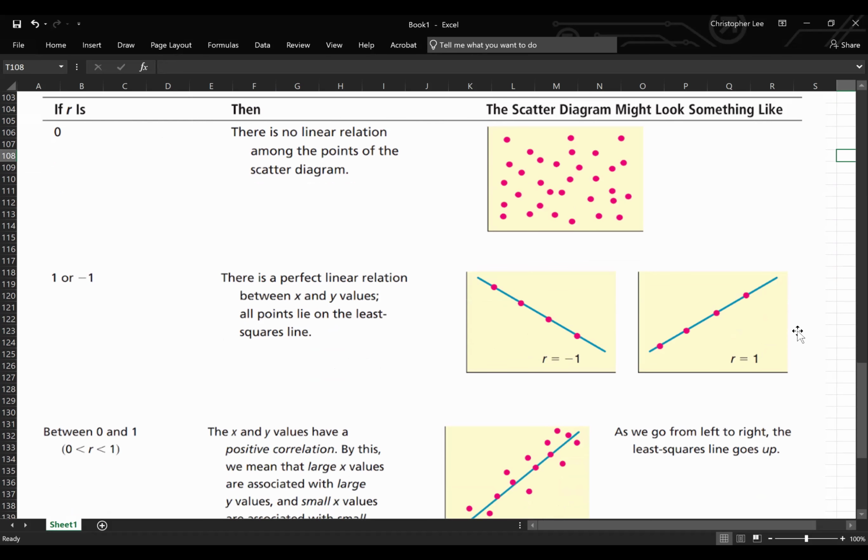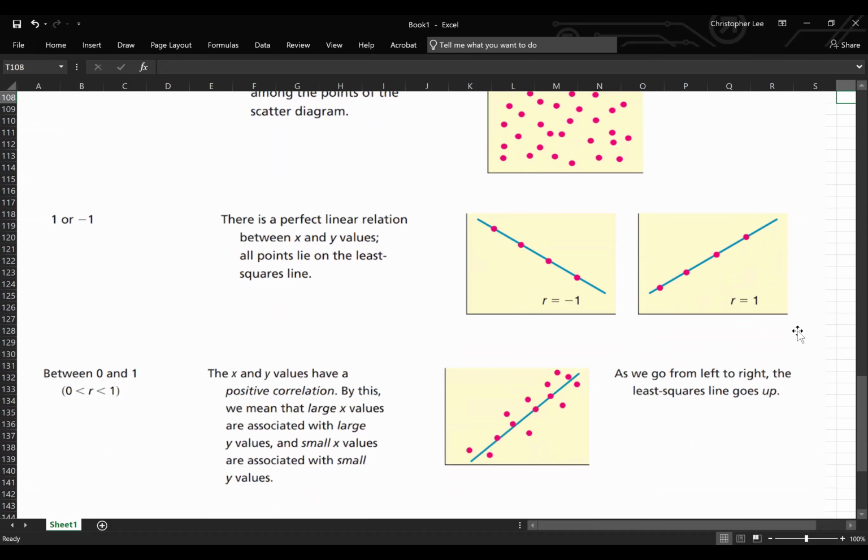Now that we got all the theoretical stuff out of the way, let's say that R is between 0 and 1. That means it's positive, so 0 is less than R, which is less than 1. The X and Y values have a positive correlation. By this, we mean that large X values are associated with large Y values, and small X values are associated with small Y values. So as we go from left to right, the least squares line goes up.